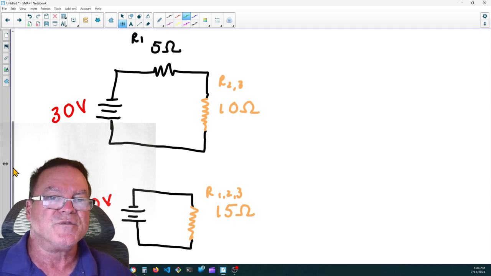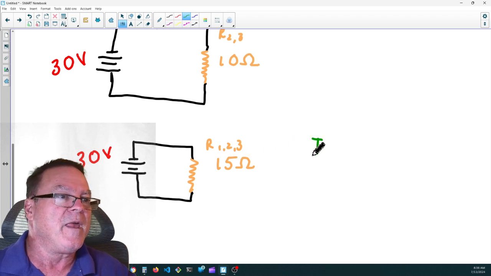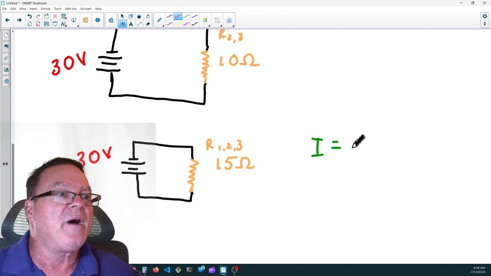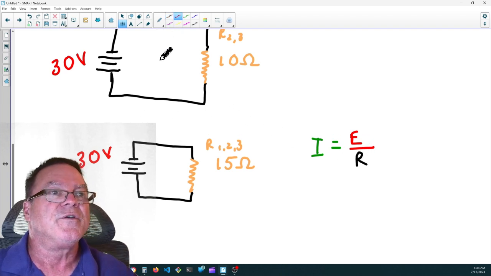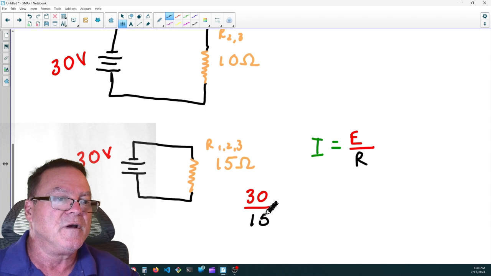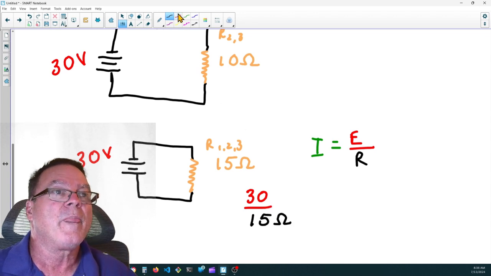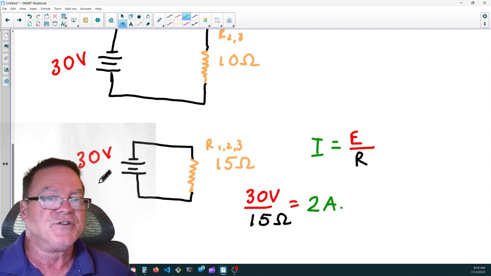And if we use Ohm's law, we'll find that, I'll write it over here, I equals E divided by R. The current equals the voltage divided by the resistance. So 30 volts divided by 15 ohms equals 2 amps. Excuse me, I didn't put my V in. Equals 2 amps. That's the total circuit current, 2 amps. IT equals 2 amps.